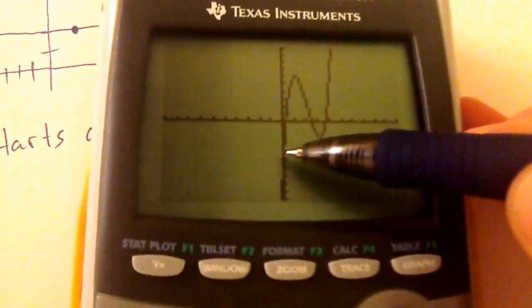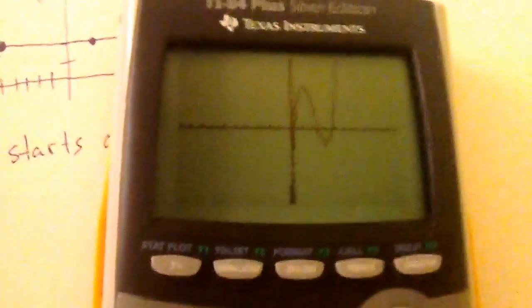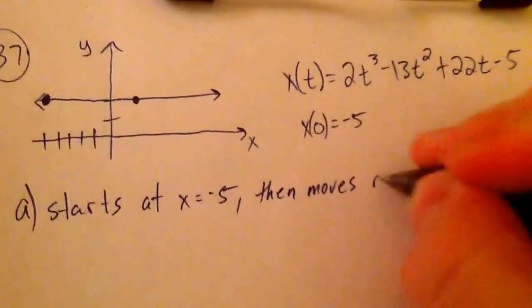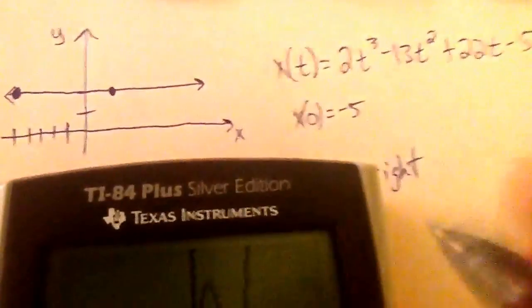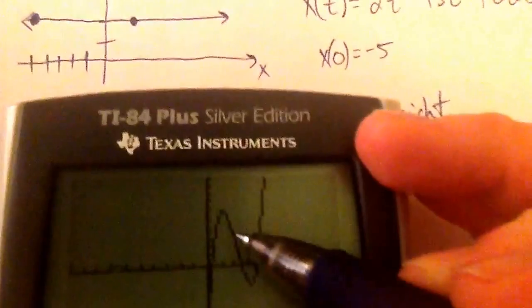This is going to start down here at negative 5, and now it looks like it's moving to the right because it's getting more and more positive. Then moves right. Right here is where it's going to turn around and start moving left.